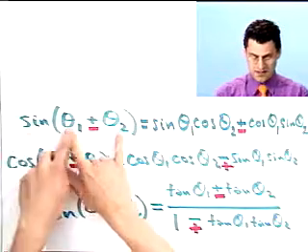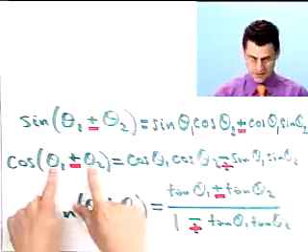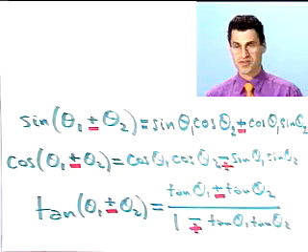Okay, let's take a look at those sum and differences of trig functions of angle things. So here they are again. We have sine of a sum of two angles equals that. Cosine of a sum of two angles equals that. Tangent of a sum of two angles equals this.